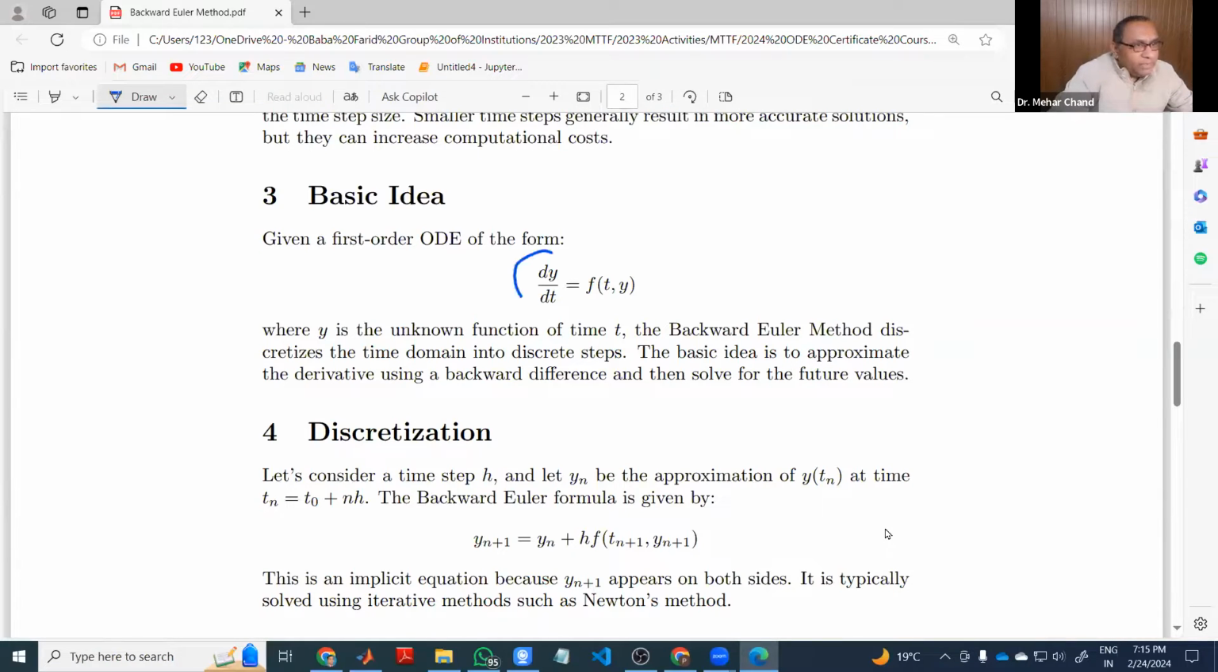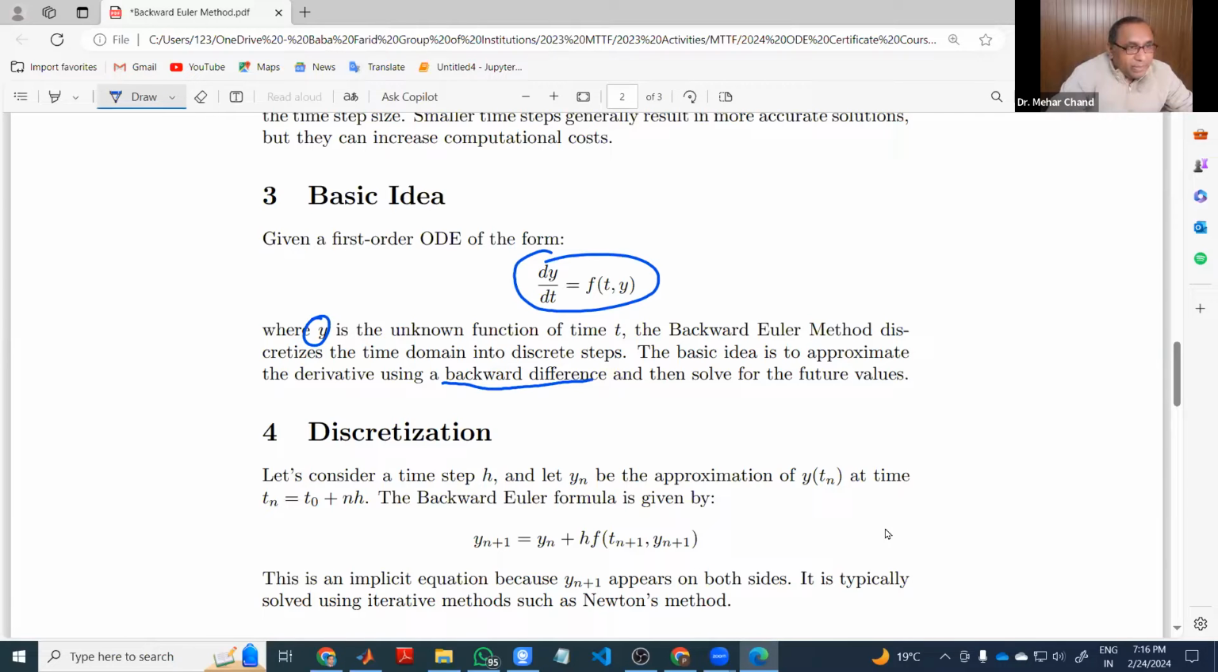So when we have dy/dt equal to f(t, y), where y is unknown at the time t, the backward Euler method discretizes the time domain into discrete steps, and the basic idea is to approximate the derivative using a backward difference. So the difference which we will choose will be backward.